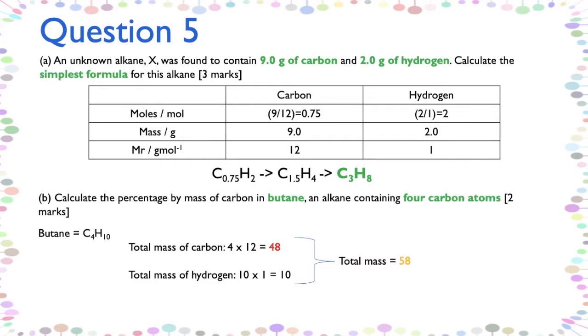And now we want to work out the fraction of carbon in this. So the mass of carbon is 48 divided by 58, because we're doing a fraction: the amount of carbon you have divided by the total mass of your butane. So 48 divided by 58 times 100, and that gives you 82.76, or 83%, worth of carbon in your butane.